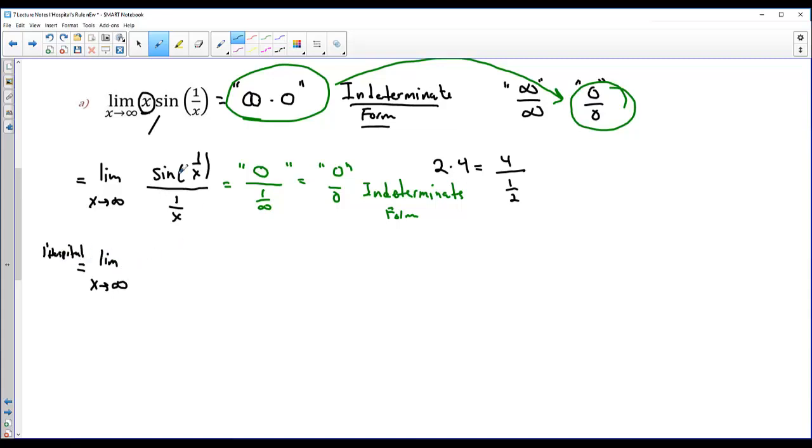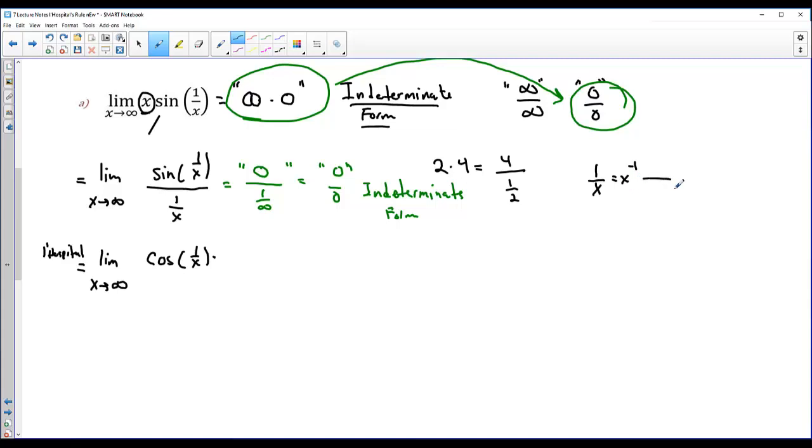And so we take the derivative of the top. Now, the derivative of the top is a little bit tricky because it's actually a chain rule. So we'll take the derivative of the outside, which is cosine of 1 over x, times the derivative of the inside. Now, remember, 1 over x is really x to the negative 1.